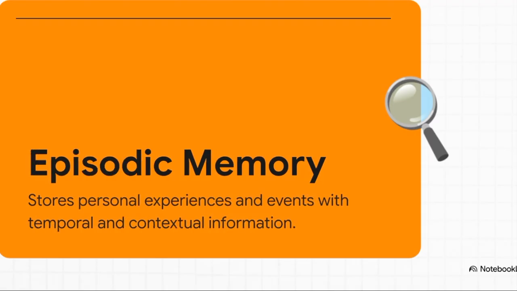Then we have Episodic Memory, which is basically the AI's life story. This is where it keeps a diary of its personal experiences and events, along with all the juicy context. It's not just about what happened, but when it happened and why. This is the key to an AI actually remembering your conversations and building on them over time.